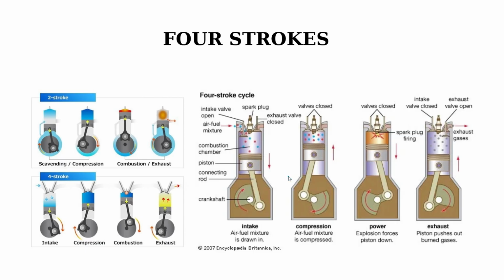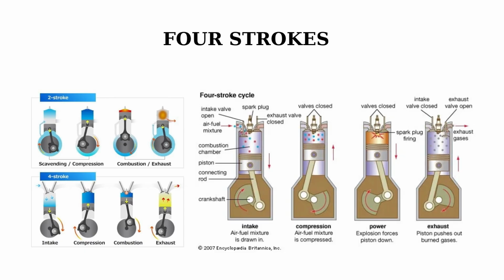Now, I want to talk about a very important point: timing and coordination. All four strokes must happen at the correct time. The valves must open and close exactly when needed. The spark plug must ignite at the perfect moment. If timing is incorrect, the engine will not run properly. This coordination is controlled by engine components like the camshaft and crankshaft working together. We have talked about the crankshaft and camshaft in our second lesson.